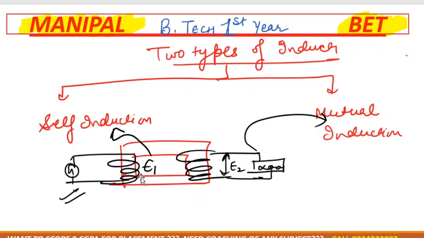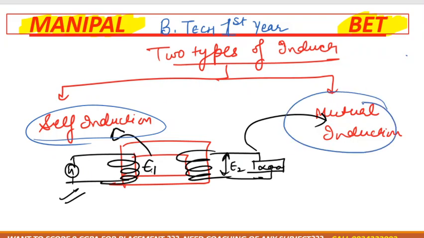Primary supply, primary induction, self. Like you have money and you are buying a gift for yourself. You have money and you are buying a gift for a friend, right? Supply is primary, EMF is also primary: self-induction. Supply is primary and EMF is in secondary: mutual induction. Correct?